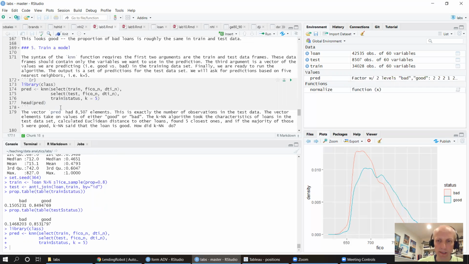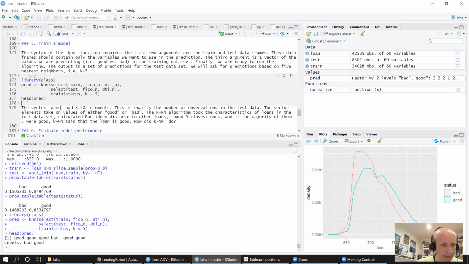Pred is just going to be a vector. We see it has 2 levels, bad or good. Well, if you look at the first 6 values: good, good, bad, good, good. All right, and it goes on for basically 8,500 times, right? It classifies 8,500 loans.